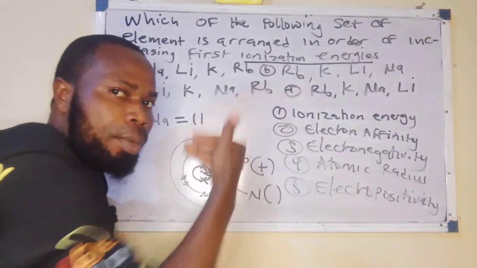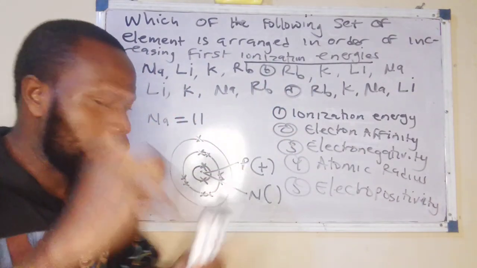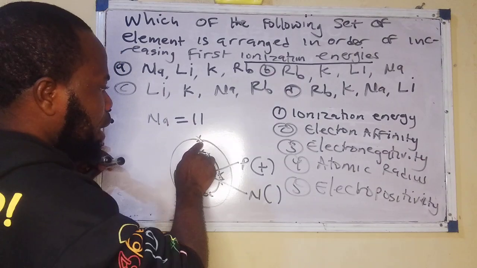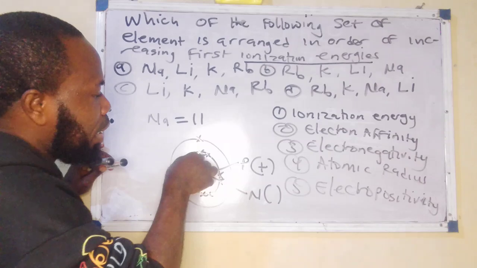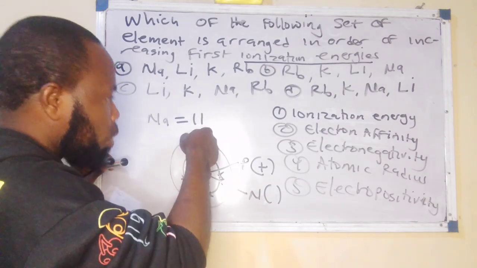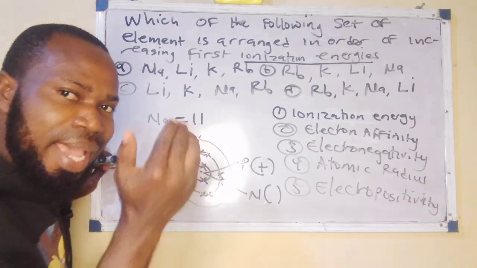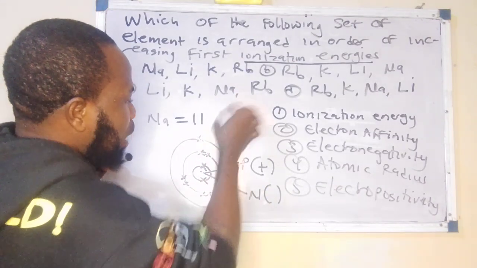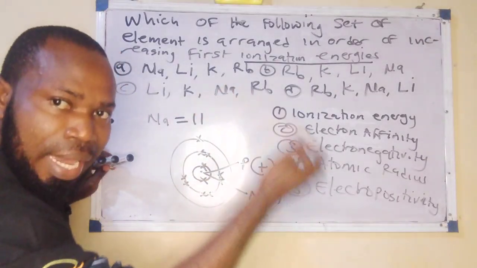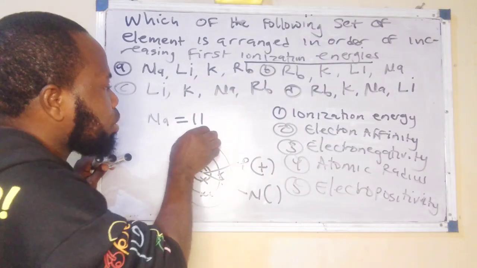Now, negative and positive, there seems to be an attraction. This electron here is attracted to the nucleus, though not as strongly as the one in the second shell, but it is still attracted to the nucleus. So the minimum energy needed to remove this electron from the outermost shell of an atom is what is regarded as what?